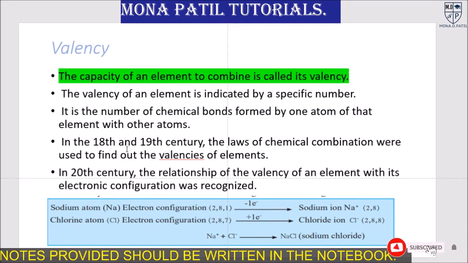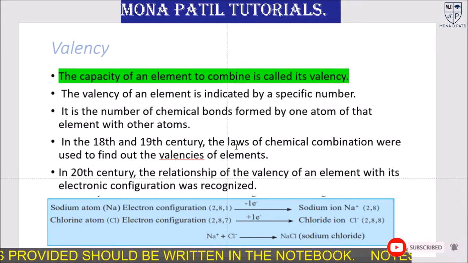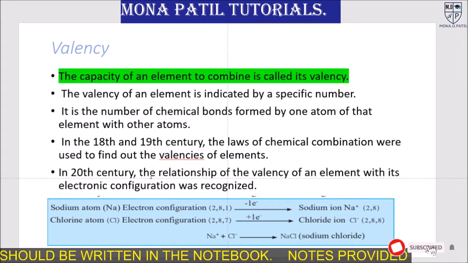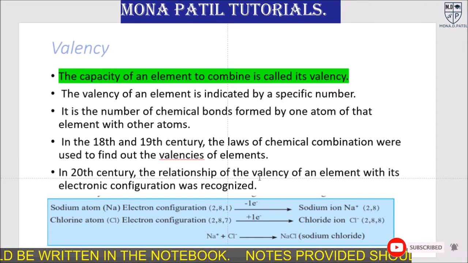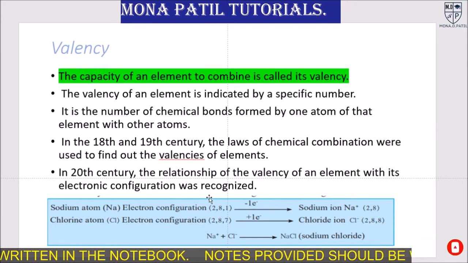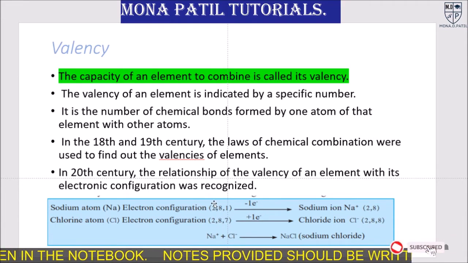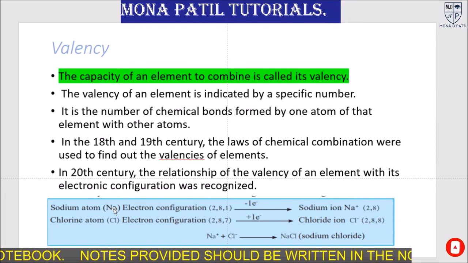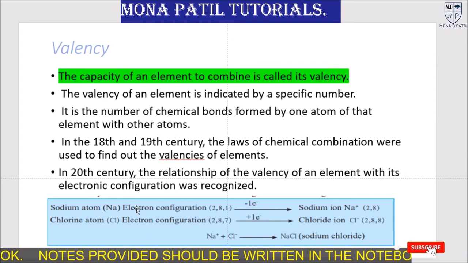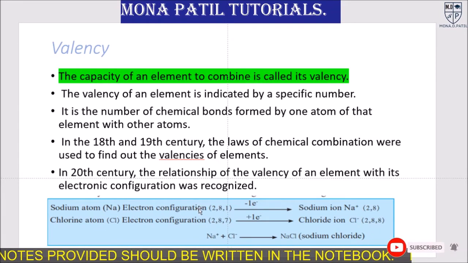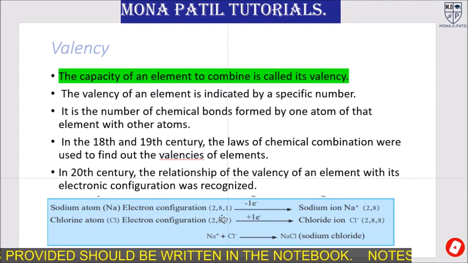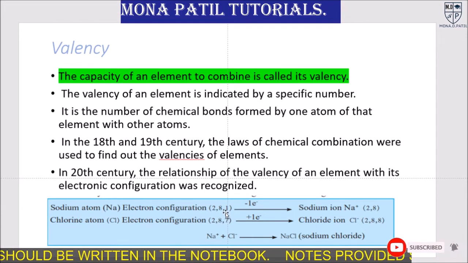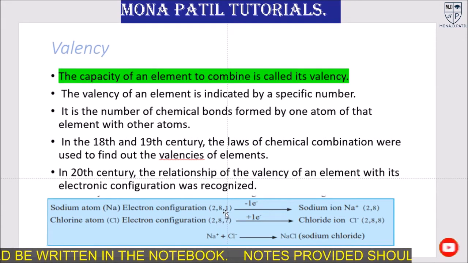In the 18th and 19th century, the laws of chemical combination were used to find out the valencies of elements. In the 20th century, the relationship of the valency of an element with its electronic configuration was recognized. Here one example is given: sodium atom and chlorine atom. The electronic configuration of these atoms is 2,8,1 and 2,8,7. You will see the outermost shell of sodium has 1.